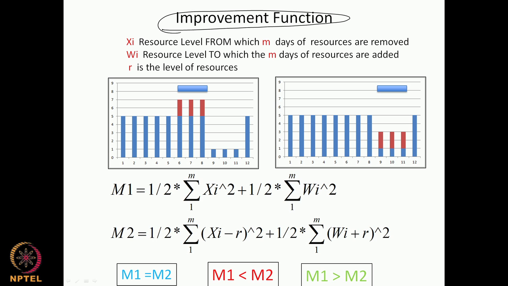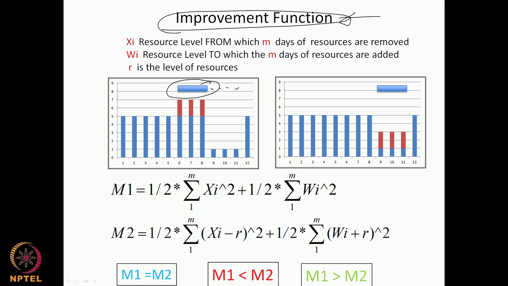What an improvement function tries to do is, rather than calculate the moment every time, if there's an activity that is moved across its float, it tells you each time whether the movement you're doing is causing improvement. By improvement we mean reducing the moment of the histogram, or is it causing an increase in the moment of the histogram. Okay, so this improvement function, we will get a little into how it is formulated.